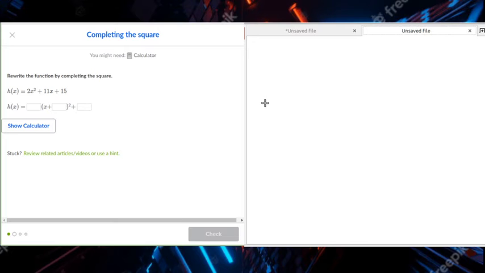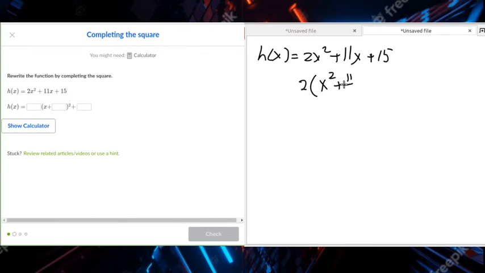Get a new set here. So I've got h of x equal to 2x squared plus 11x plus 15. The directions say rewrite the function by completing the square. So we don't have an equal sign, so we're going to have to add and subtract on this. So first thing I'm going to do is pull out this 2 here. So I have x squared plus 11 halves x plus 15 halves.